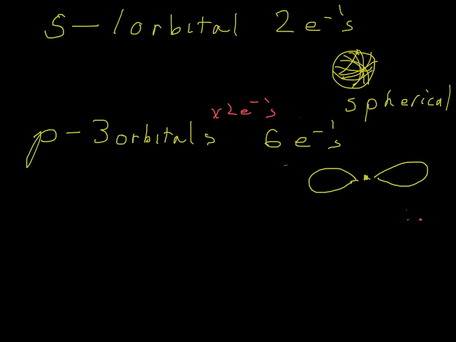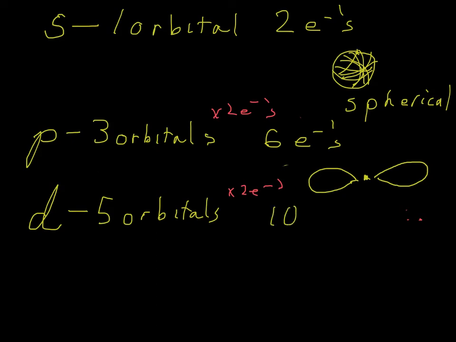Then you have D, and it has 5 orbitals. And if each orbital can hold 2 electrons, then the D subshell can hold 10 electrons. Now, the D orbitals, they're really funky in terms of their shape. You have 5 orbitals. 4 of the orbitals will form a 4-leaf clover, or a 4-leaf clover made out of 4 ice cream cones. I'm not very good with my ice cream cones at the moment here.